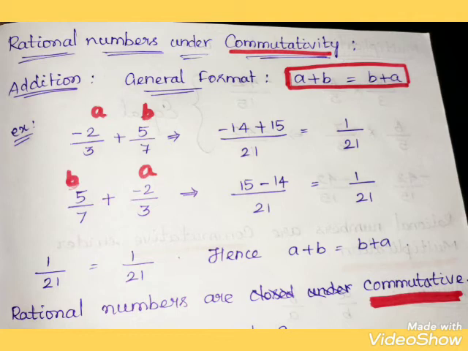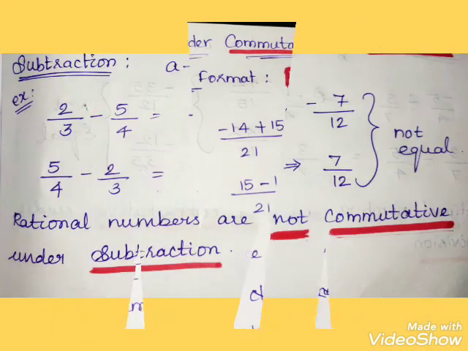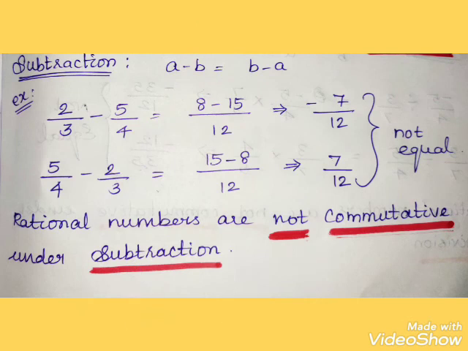For addition, what is the general format? A plus B equal to B plus A, right? So we are taking two rational numbers. One is minus 2 by 3, another one is 5 by 7. We are going to add those two numbers, right? First we're going to take the LCM of 7 and 3. You will get 21. If you add minus 14 plus 15 divided by 21, it will give you 1 by 21. Again B plus A, if you add you will get 1 by 21. So 1 by 21 equal to 1 by 21. A plus B equal to B plus A. Rational numbers are commutative under addition.